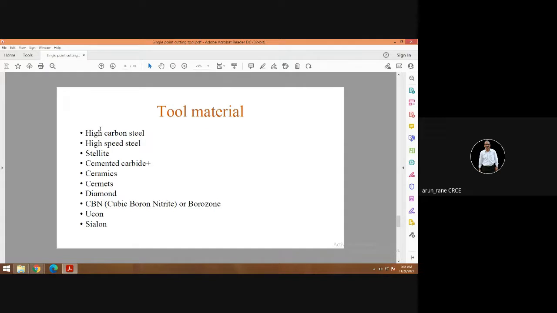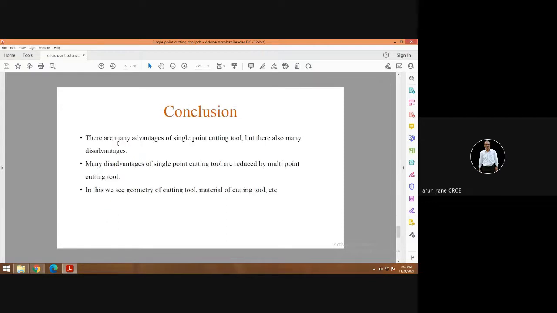Cermets, ceramics, diamond, these are in increasing order of the hardness of the tool as well as of the workpiece. That is, the harder the workpiece, the more you have to use diamond and CBN. Less hard, ceramics. If the material is soft, that is in the virgin condition, you can go for high carbon steel and high speed steel. The moment you do heat treatment, the hardness of the workpiece increases, and then you need to go for tool materials like ceramics, diamond, CBN, etc.